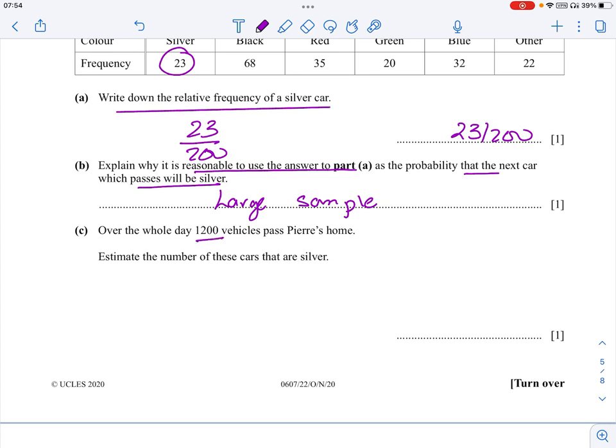Over the whole 1200 vehicles pass Page's home, estimate the number of cars that are silver. 1200 times 23 upon 200. So which will become nothing but how much? 138.